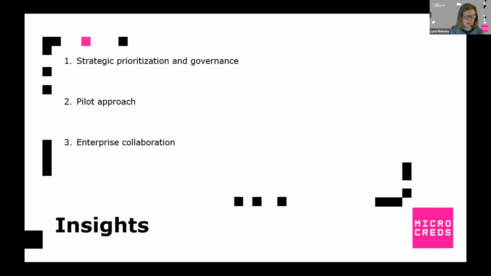So I'd like to focus today on 3 aspects of our micro-credentials work, which I hope will provide participants with some insights into our approaches and some of our emerging learning on micro-credentials. The 3 areas of focus are as follows: the strategic prioritization and governance piece, which I think helps shape and ground our work, the fact that we're working through a piloted approach, and then I'll talk to you in a little bit of detail about what our approach to enterprise collaboration has been.